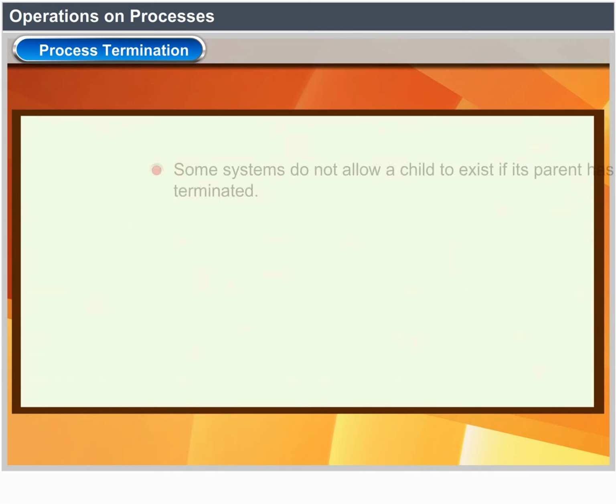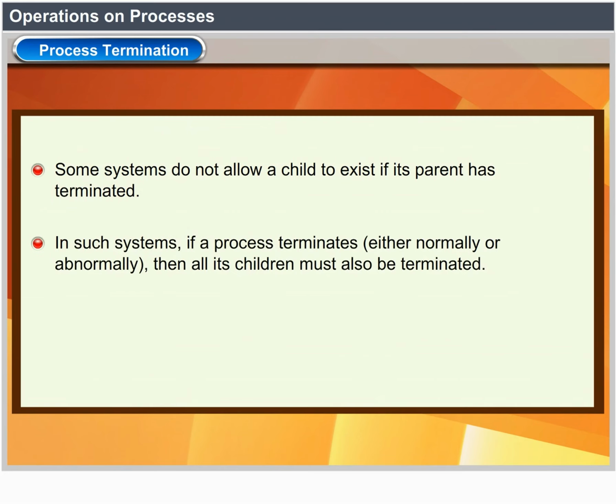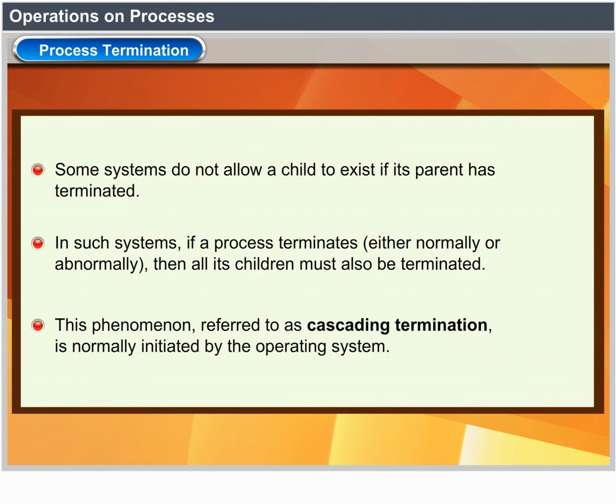Some systems do not allow a child to exit if its parent has terminated. In such systems, if a process terminates either normally or abnormally, then all of its children must also be terminated. This phenomenon, referred to as cascading termination, is normally initiated by the operating system.